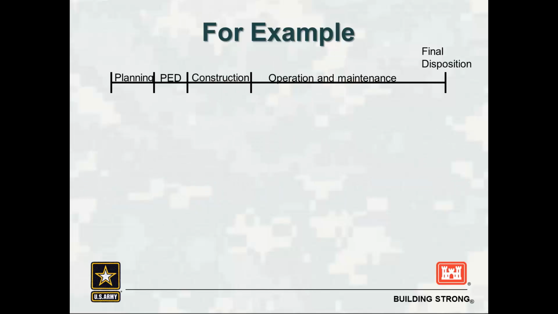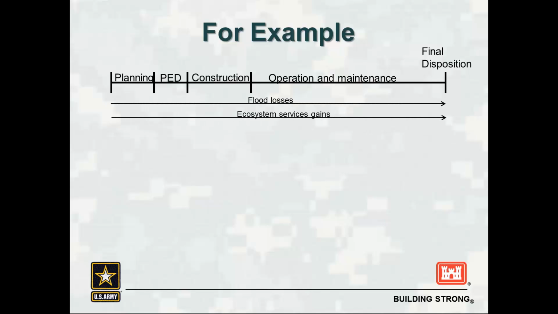Let's take a little example to try to illustrate how this might work. Once again, this familiar list of the stages in a project life cycle. And notice that flood losses, if this was a flood risk management and ecosystem services project, we have potential risk that would run from the planning stage all the way through final disposition. So they extend through all the stages of a project's life cycle.